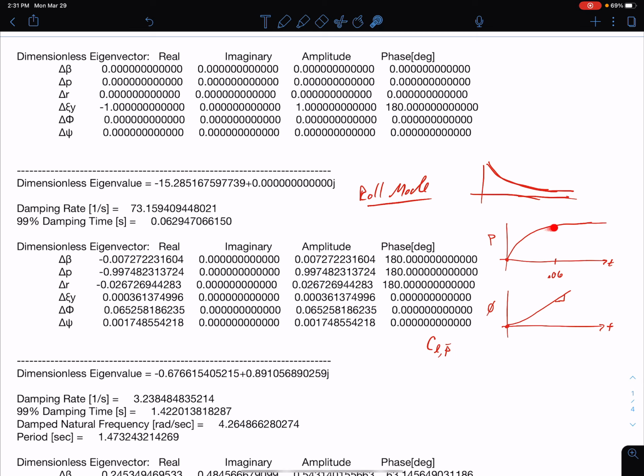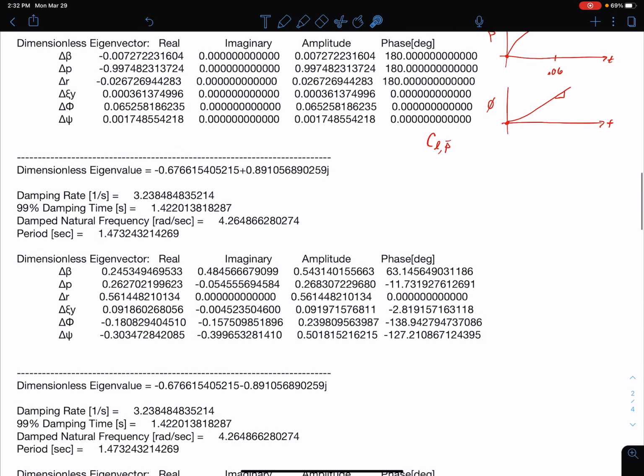Excuse me, that's why the damping is so great here. So it's not common for us to have an oscillatory mode here, and we'll talk about what could happen if we ever did have an oscillatory mode in just a moment. So anyway, this is the roll mode, and it's very heavily damped, usually a real number, and usually not a mode of concern necessarily for an aircraft.